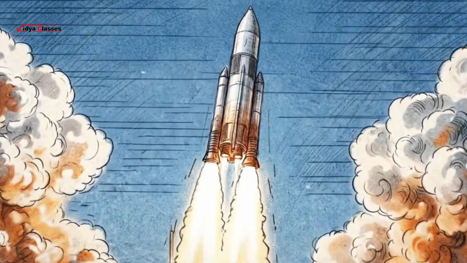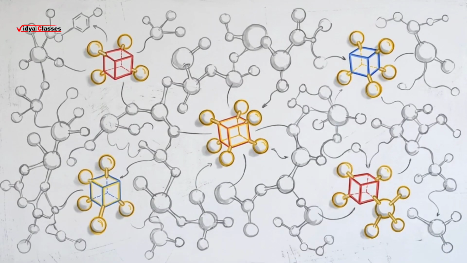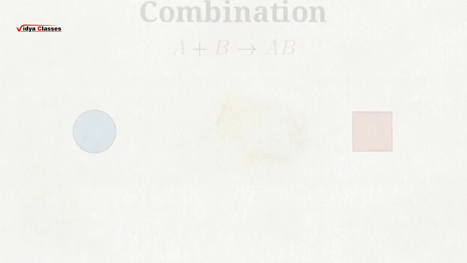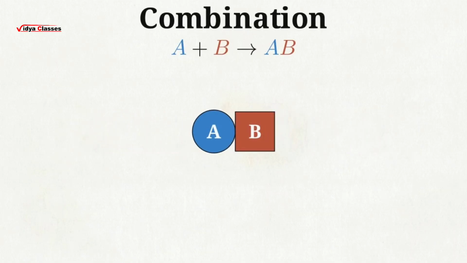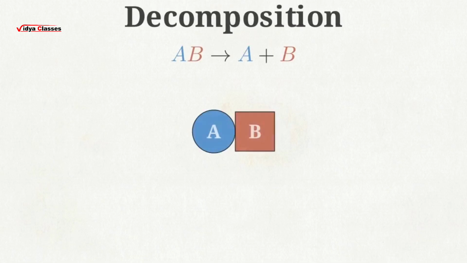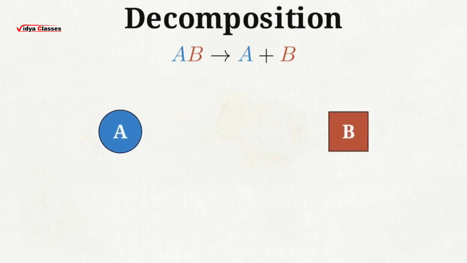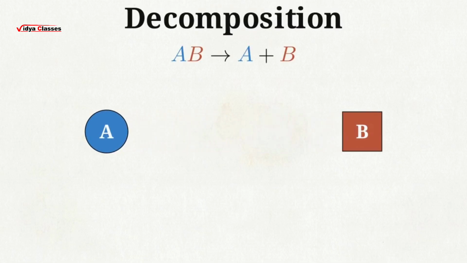Of the millions of possible chemical combinations, atoms trade partners following just 5 predictable architectural patterns. In a combination reaction, 2 simple reactants merge to form a single, more complex product. A decomposition reaction runs in reverse, splitting a single compound apart into simpler pieces.